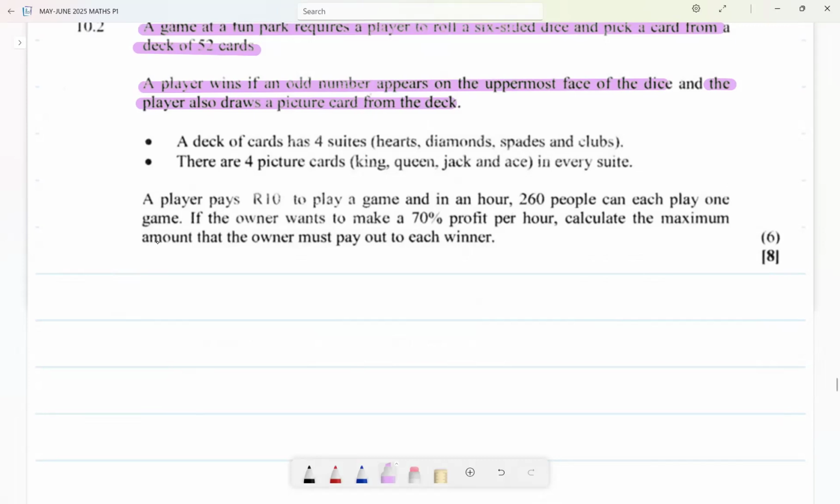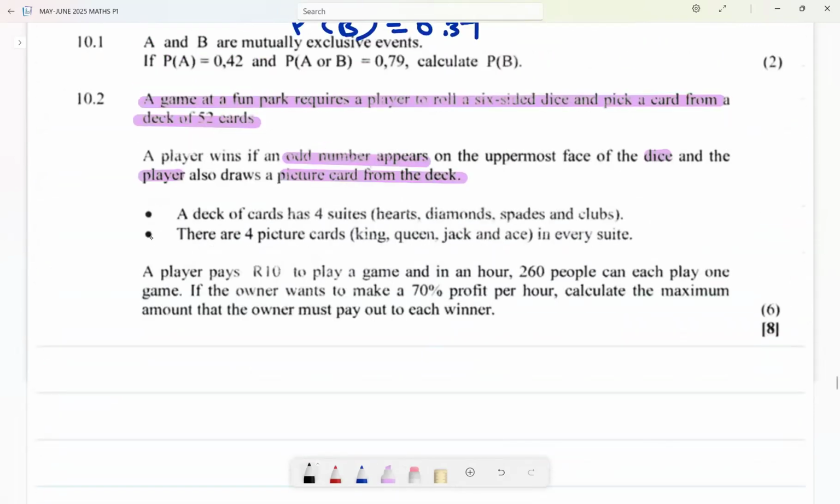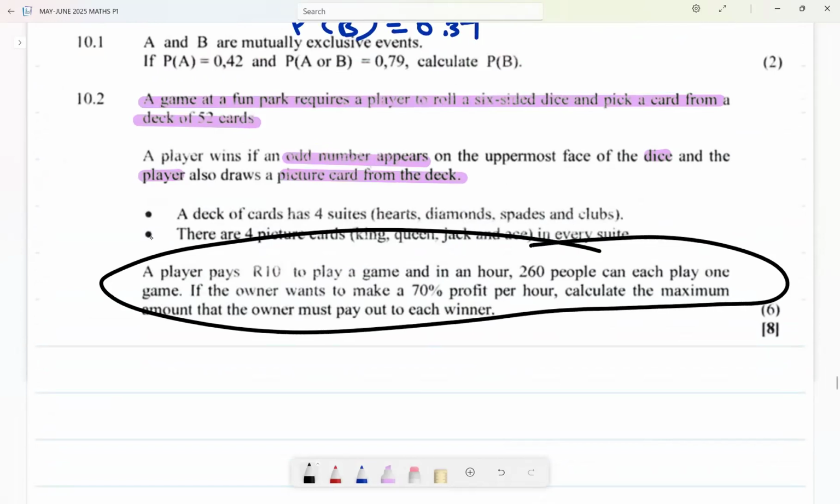Let me repeat the statement. A player wins if an odd number appears on the face of the dice, and then the player also draws a picture card from the deck. A picture card from the deck.